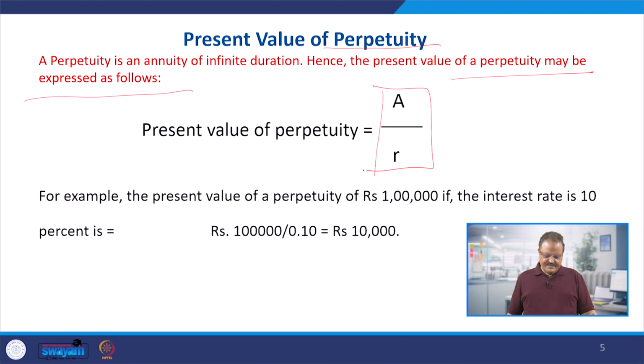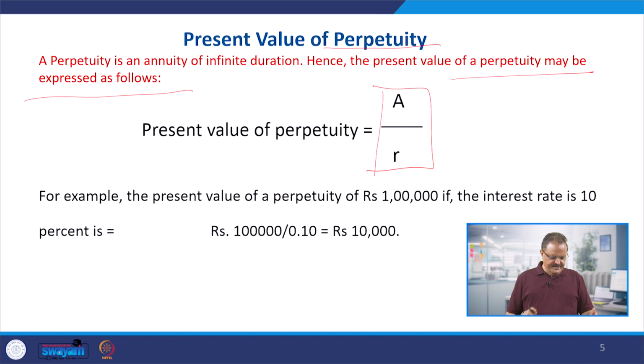And for calculating the present value of the perpetuity, you will use this very simple model where A is basically the cash flow, that annuity which is going to occur to us, and R is basically the discount rate or the interest rate which we are going to discount this value at, right.